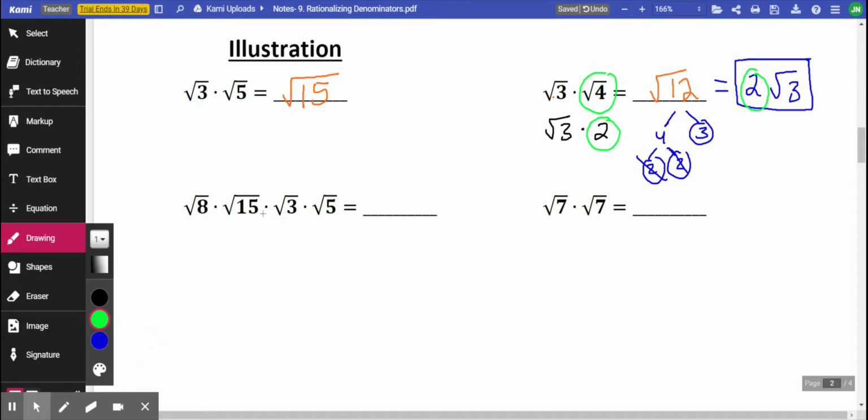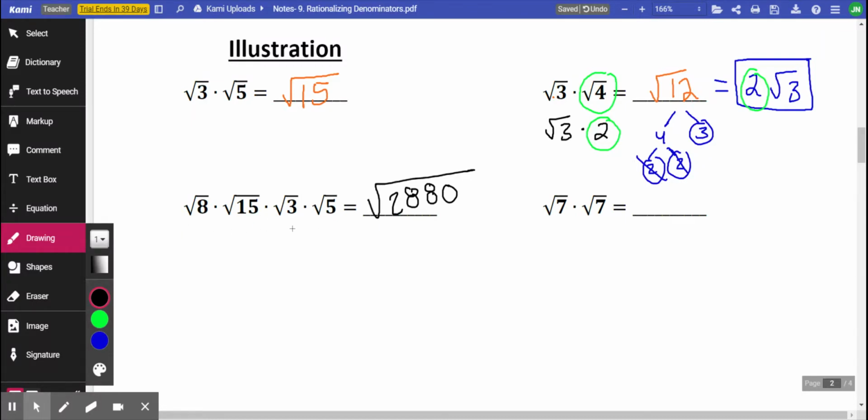That being said, if we have something like this, 8 times 15 times 3 times 5, if you multiply them all together, I don't know what that is off the top of my head, but let's do the calculator real quick. So 8 times 15 times 3 times 5. Calculator says 2,880. So that'll be the square root of 2,880.